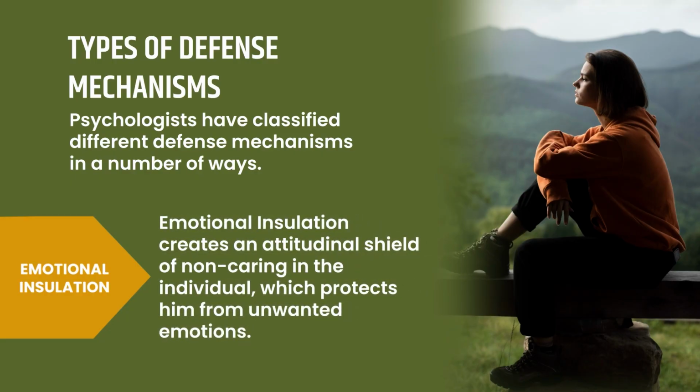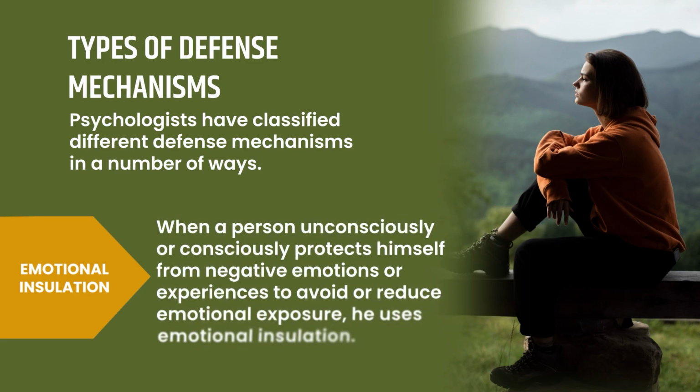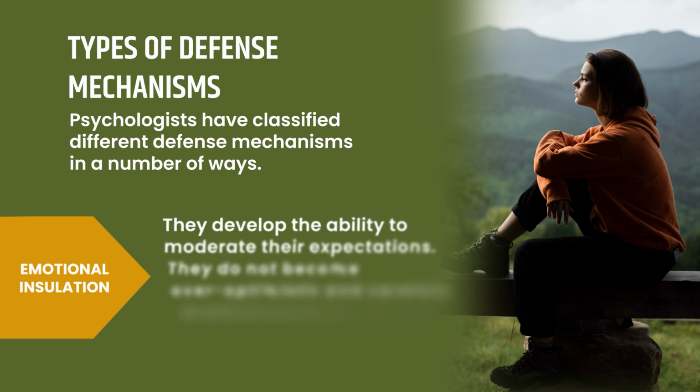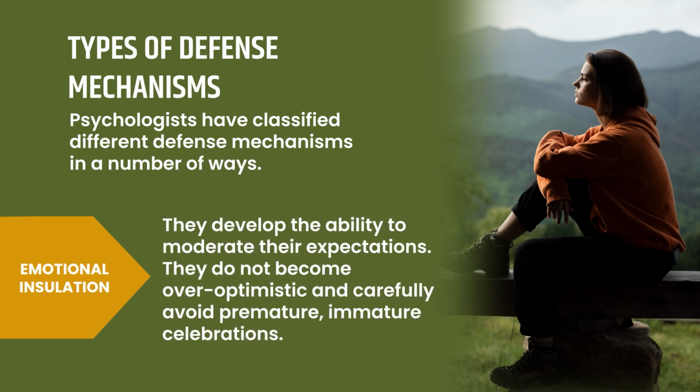Next type of defense mechanism is emotional insulation. Emotional insulation creates an attitudinal shield of non-caring in the individual, which protects him from unwanted emotions. When a person unconsciously or consciously protects himself from negative emotions or experiences to avoid or reduce emotional exposure, he uses emotional insulation. They develop the ability to moderate their expectations. They do not become overoptimistic and carefully avoid premature, immature celebrations.